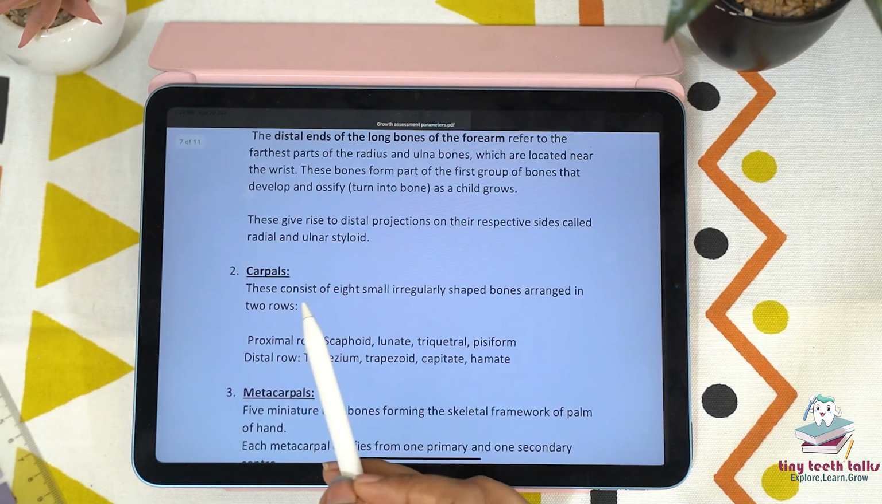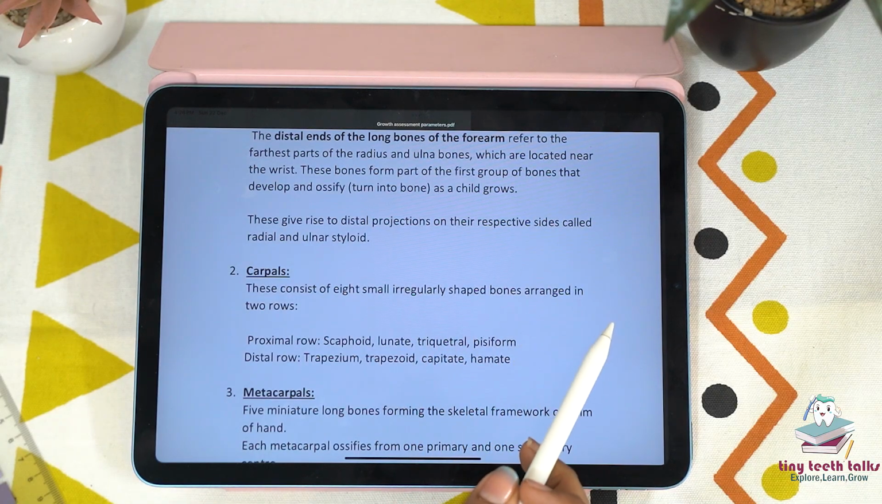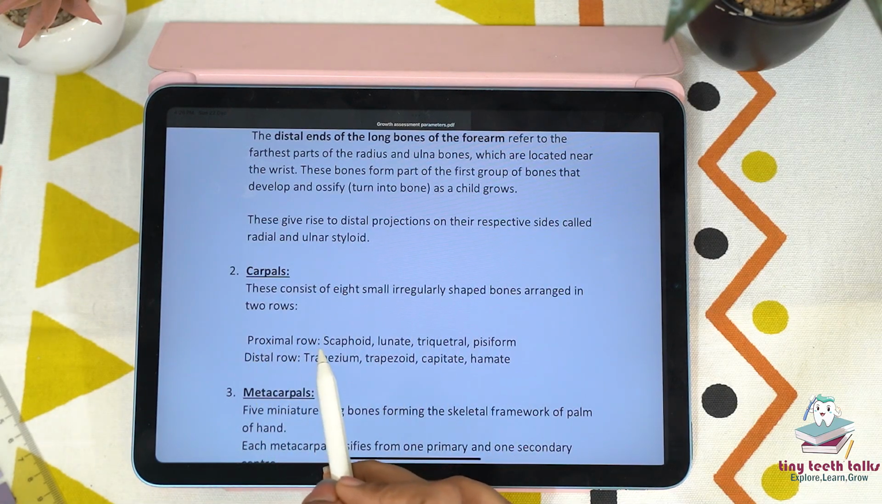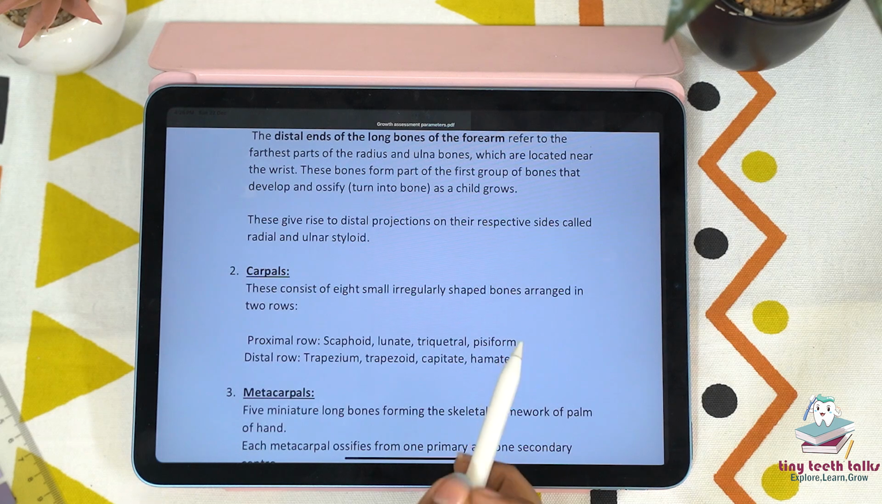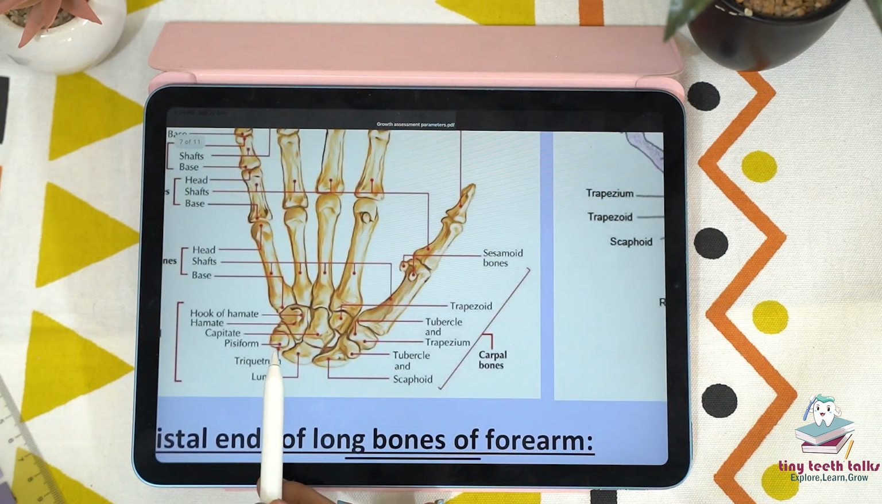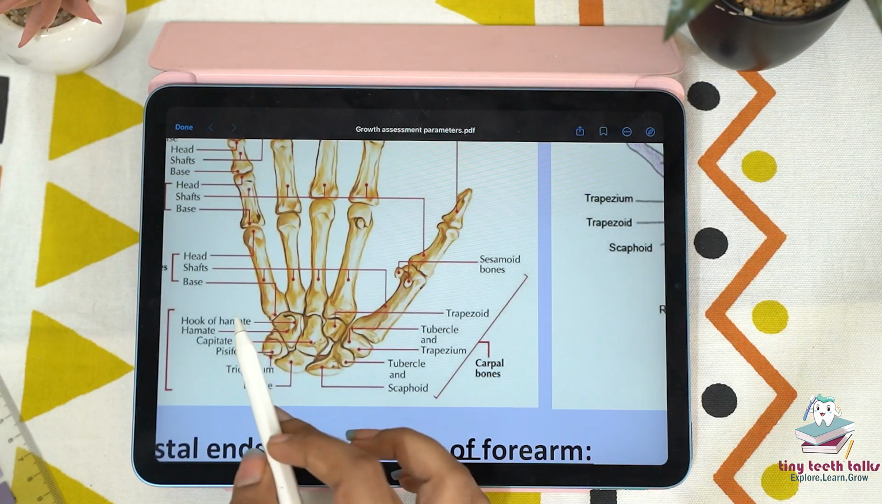Then carpals. These consist of the 8 small irregularly shaped bones arranged in two rows. So first is the proximal row and the second is the distal row. Proximal row: scaphoid, lunate, triquetral and pisiform. So you can see the pisiform, triquetrum, lunate, scaphoid, and the distal row: trapezoid, trapezium, capitate, and hamate.